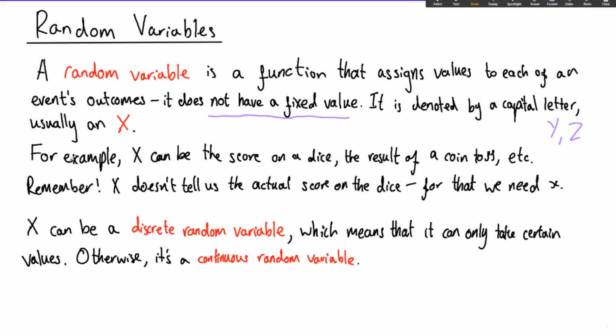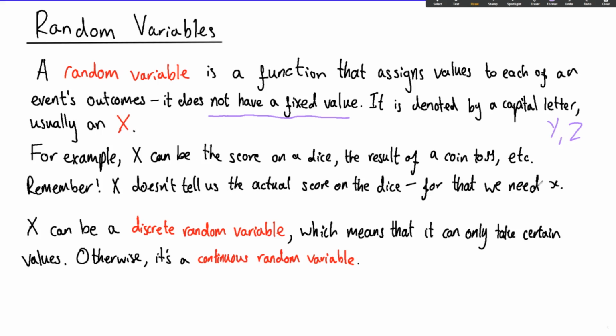Alright, so let's look at an example of a random variable. So X can be the score on a dice, for example, or the result of a coin toss. It can be a lot of other different things, but these are two examples. Now, just bear in mind here that we're not actually saying what the score on the dice is. We're just saying that X is a random variable that denotes the score, whatever it may be. In other words, there's no fixed value here.